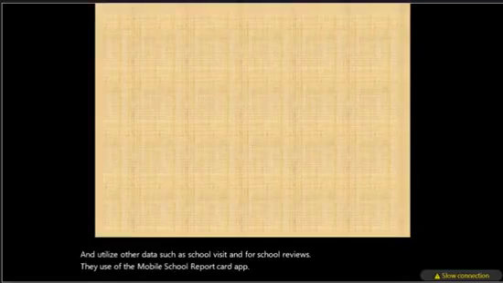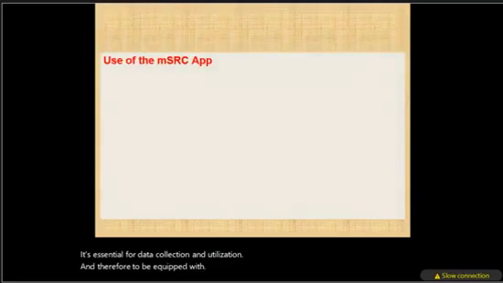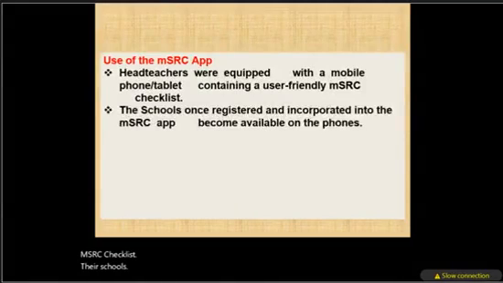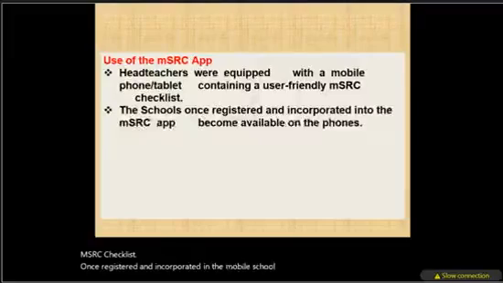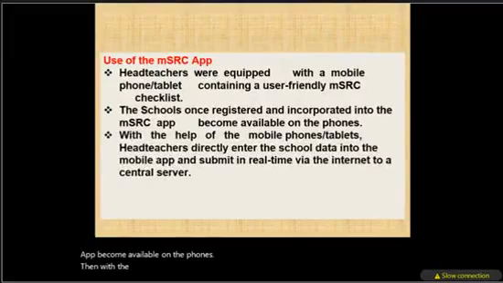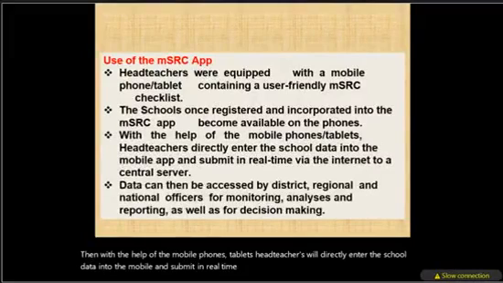The use of the mobile school report card app is essential for data collection and utilization. The teachers are therefore to be equipped with a mobile phone or tablet containing a user-friendly MSRC checklist. Once schools are registered and incorporated in the mobile school report card app, they become available on the phones. Then with the help of the mobile phones or tablets, head teachers will directly enter the school data into the mobile app and submit in real time via the internet to the central server.